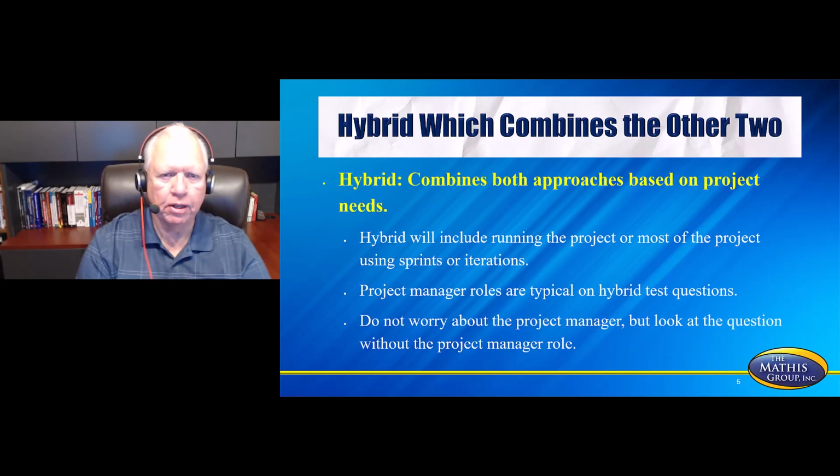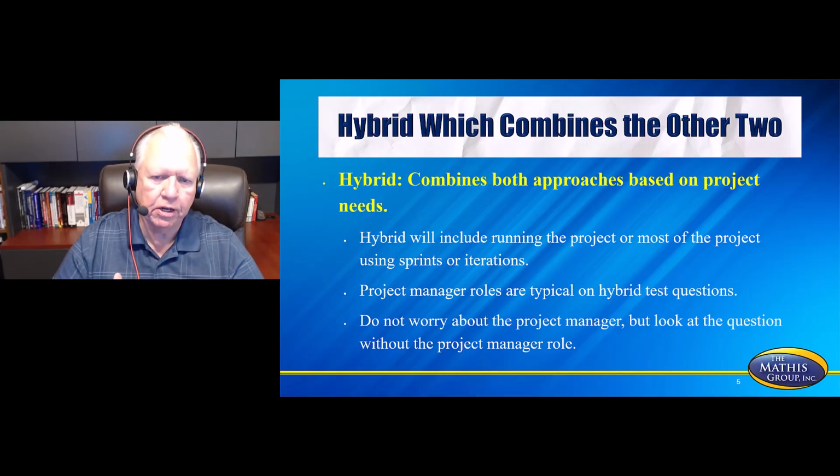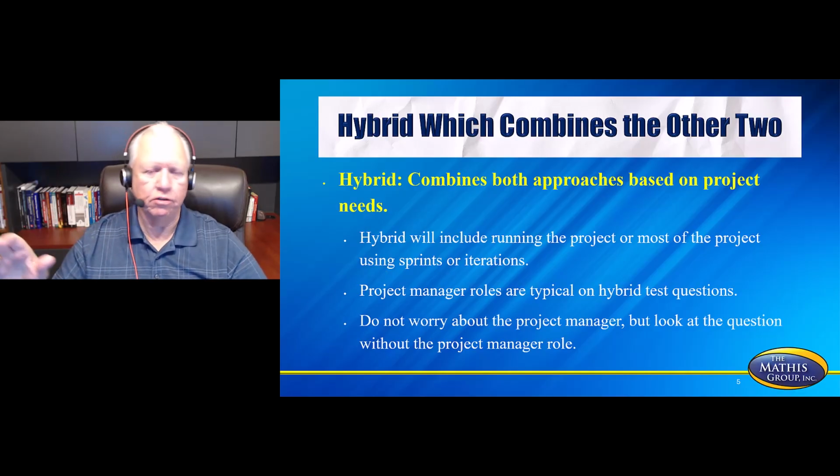So hybrid, let's talk about the third one. It combines the two. I think this one's difficult, but here's how it typically flows on the test. And hopefully it'll be something similar to this. They combine both approaches. Hybrid will include running the project or most of the project, potentially using sprints or iterations. So you'll pick up, oh, this is agile in how they're doing it.